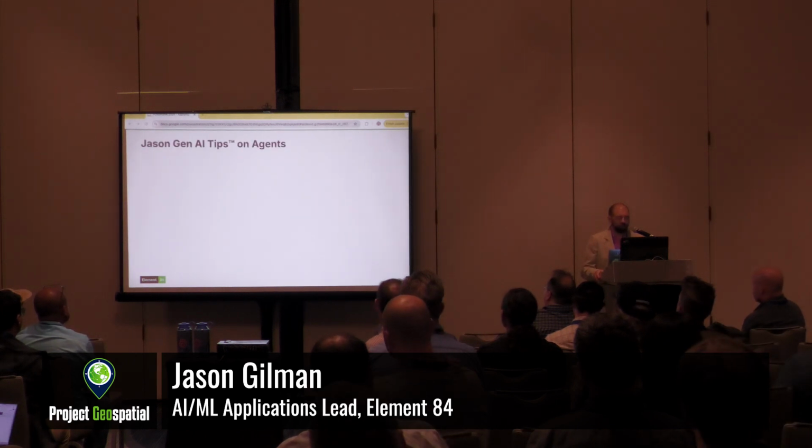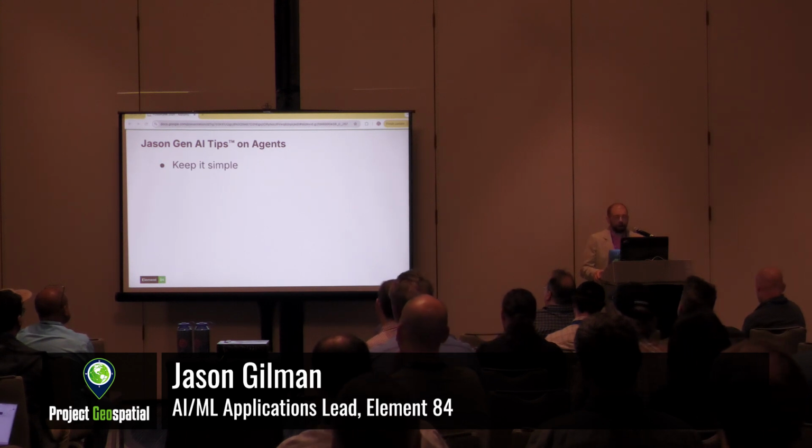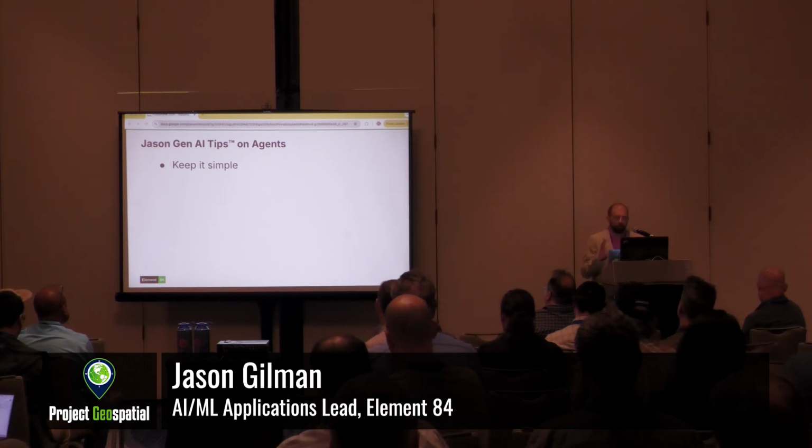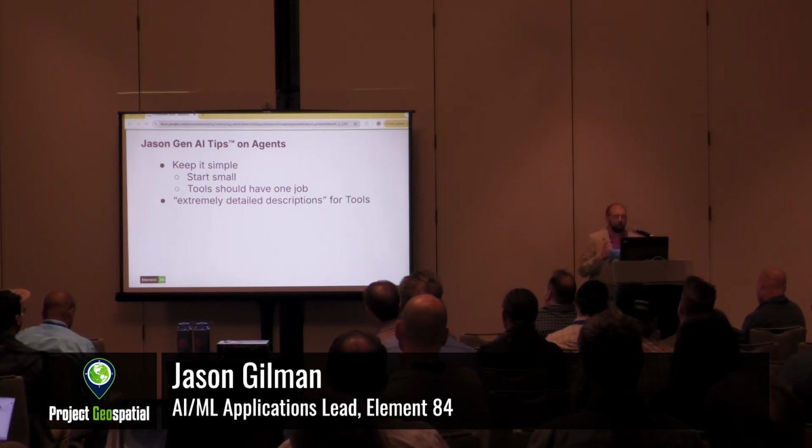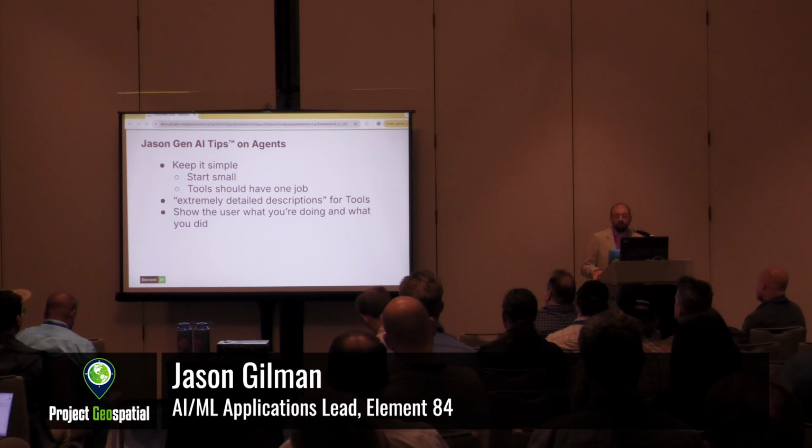So some tips on agents. Keep it simple, right? This can get complicated quickly. So I'd say start with a small number of tools and increase from there. Tools should be one job only, right? To make it easy for the LLM to understand what the tools do, you want to have extremely detailed descriptions and keep them cohesive, as in it's not a pair of scissors and a calculator, it's just calculator or scissors.